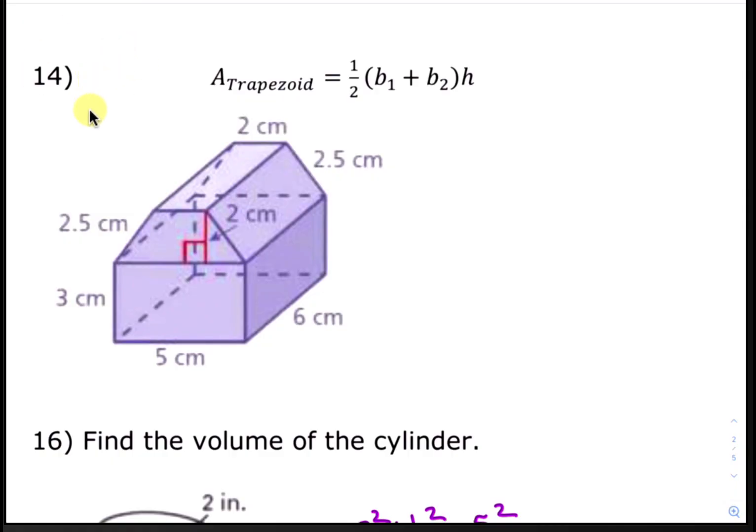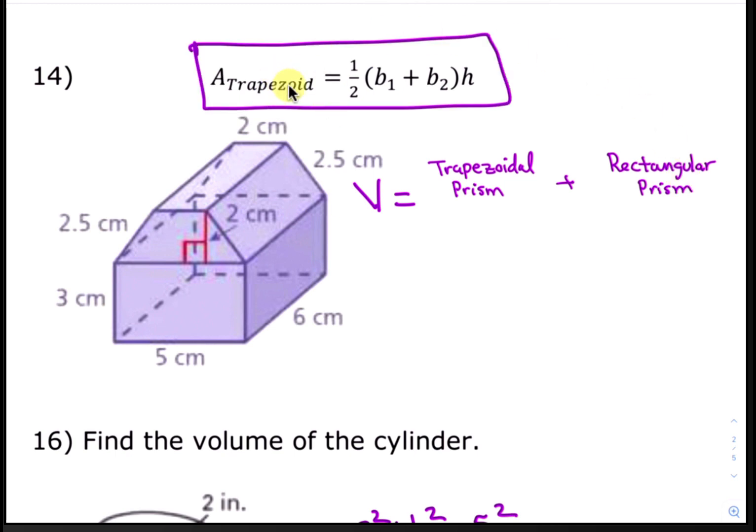All right, here's number 14. Looks like we have two figures on top of each other. On the bottom, we have a rectangular prism, and on the top, it looks like we have a trapezoidal prism. So to find the total volume, we find the trapezoidal prism's volume and the rectangular prism's volume and add them together. Now here is the formula to find the area of a trapezoid.